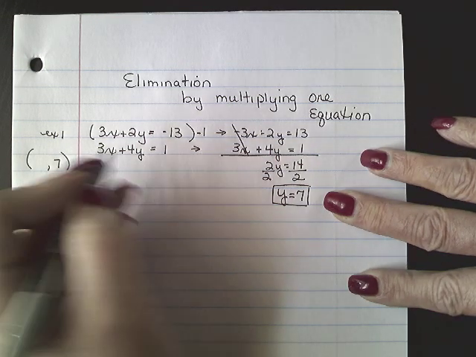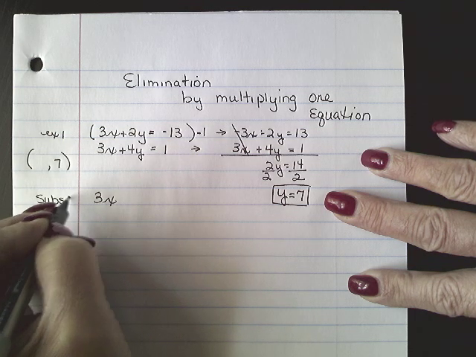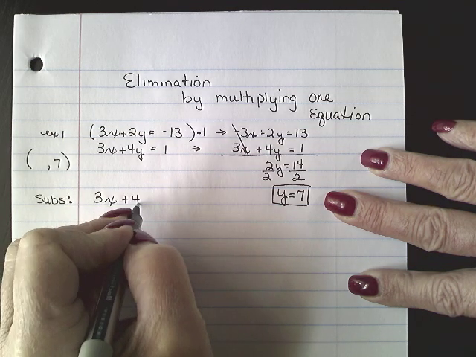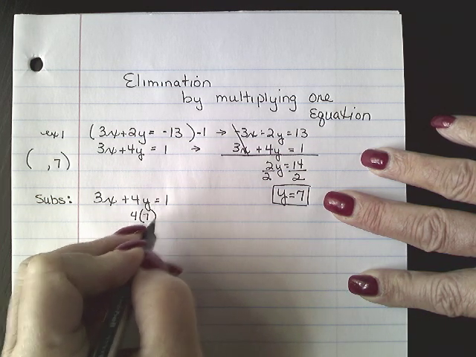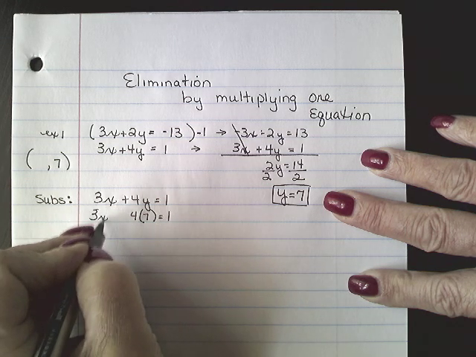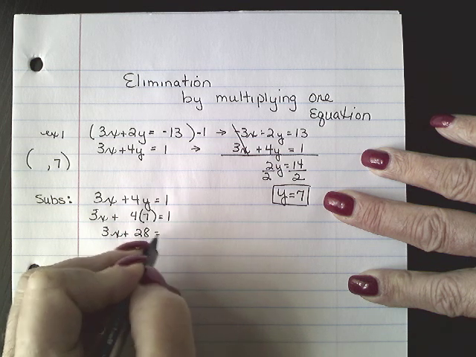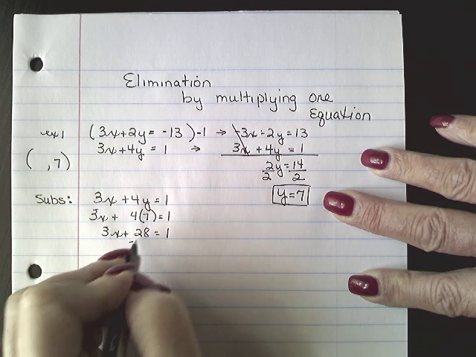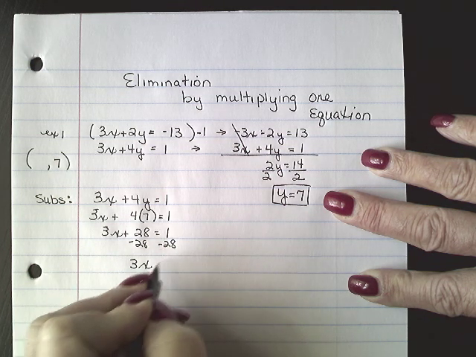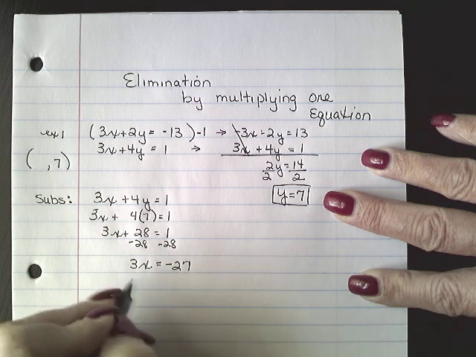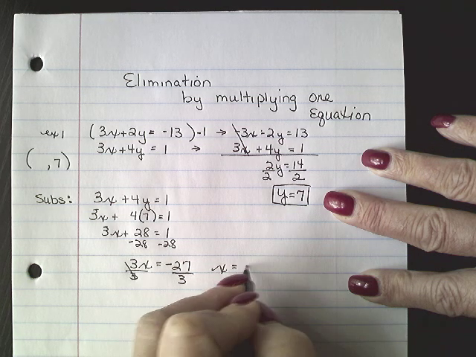So I'm going to substitute. I'm going to use my second equation. So 3x plus 4y equals 1. Y is 7, so that's going to be 4 times 7. So 3x plus 28 equals 1. Subtract 28 from both sides. 3x equals negative 27. Divide by 3, divide by 3, x equals negative 9.